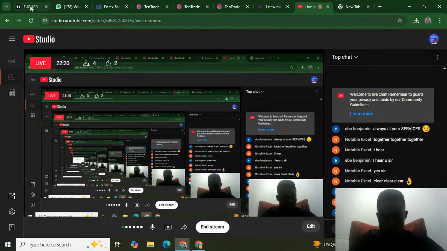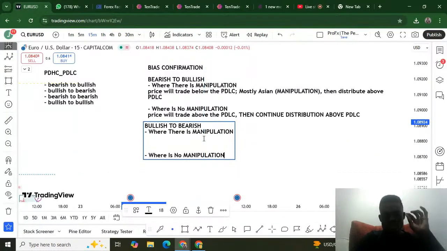All right. Now, where there is manipulation, what does bullish mean? Bullish means that price opened and closed above our closing. That means we have price starting from 1 naira and price closed at maybe 5 naira. That means we are bullish.